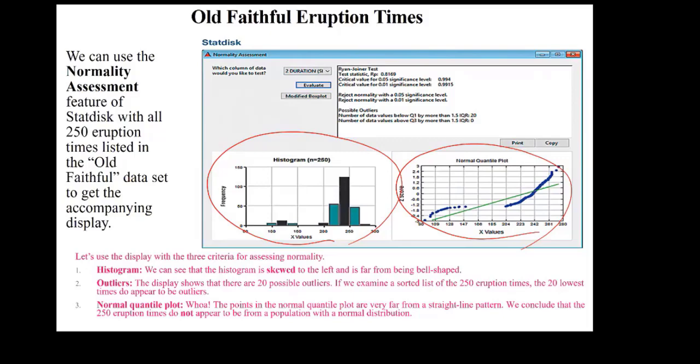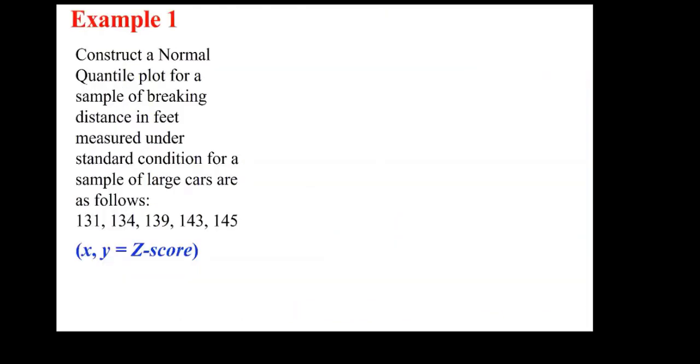So let's look at this very simple example. We are given the following. We want to construct a normal quantile plot for a sample of braking distances in feet, measured under standard conditions, for a sample of large cars. So this is a sample, and those are the x values. What is the y value? You have to calculate their z-scores.